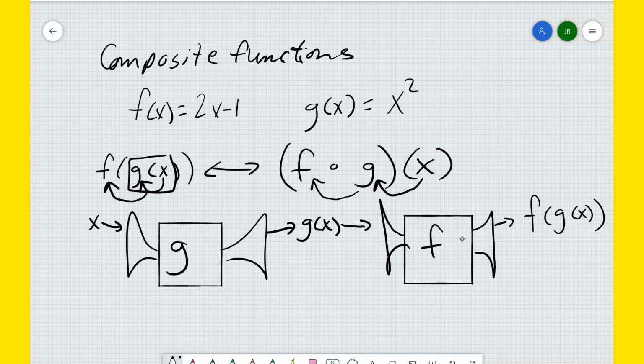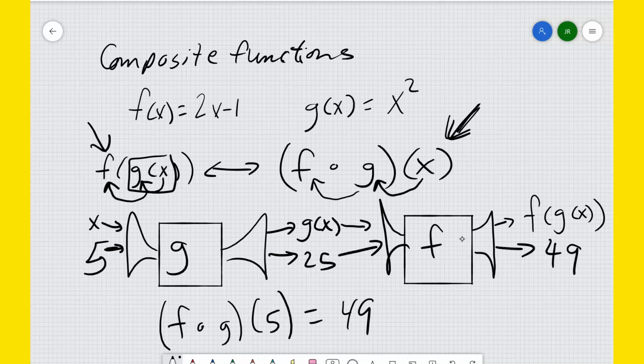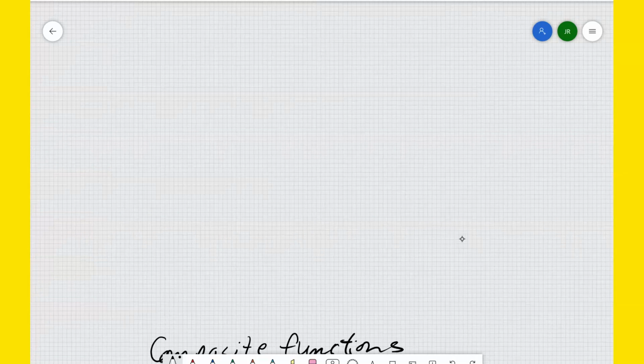So let's just take the 5 for example. If 5 goes in there and gets spit out as a 25, and then that goes into the f, that gets spit out as 2 times 25 is 50. 50 minus 1 is 49. So that would be f of g, and I like this notation better, but the book and Math Excel are going to use this notation more, so I will use this one as well so that you'll get used to it. f of g of 5 would be 49.